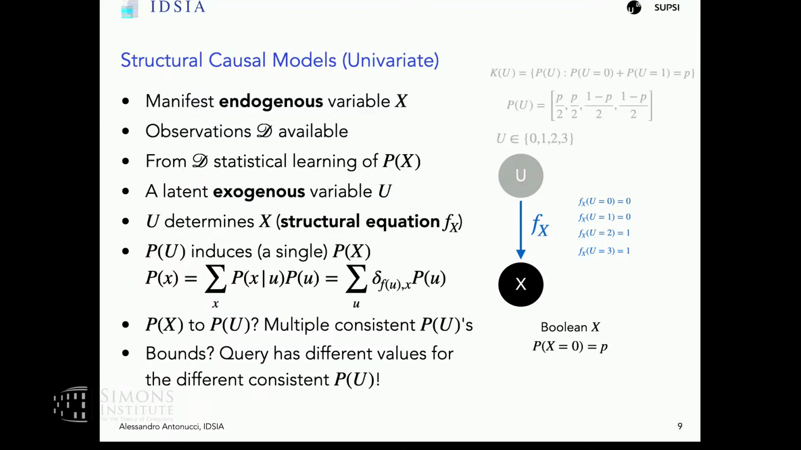Please. What is the delta in F(U, X)? Sorry? What is the delta? That is the Kronecker delta. So actually, this is the total probability theorem. So this is the conditional probability. As we have an equation, the probability is 1 where X is equal to the output of the structural equation, and 0 otherwise. So it's 1 if they are equal and 0 otherwise. The Kronecker delta.